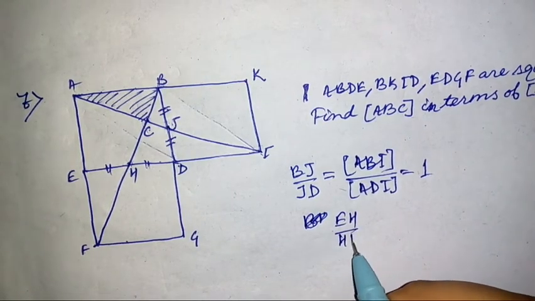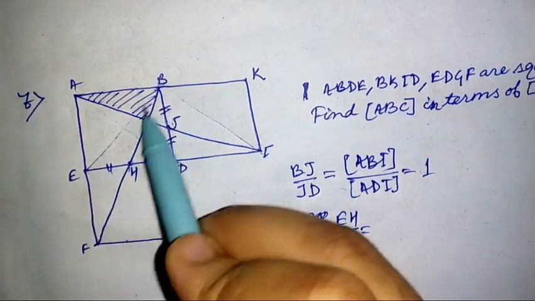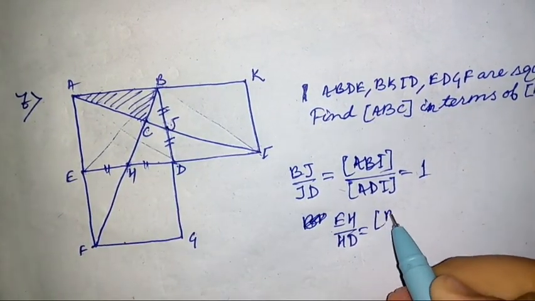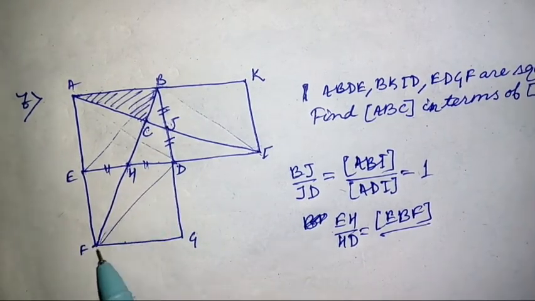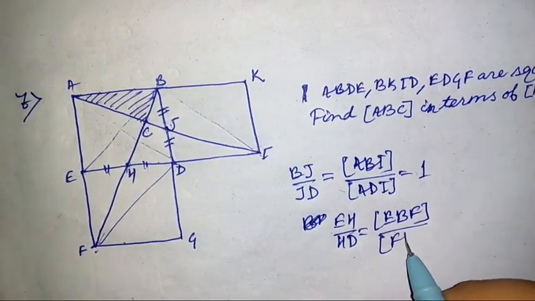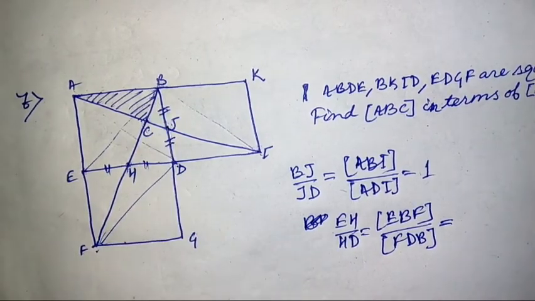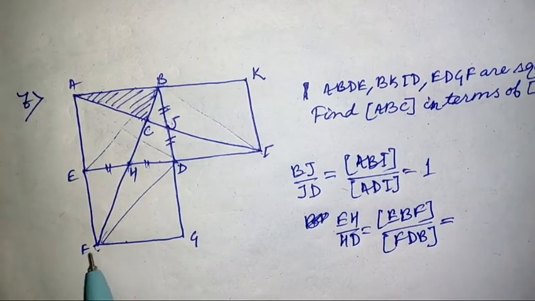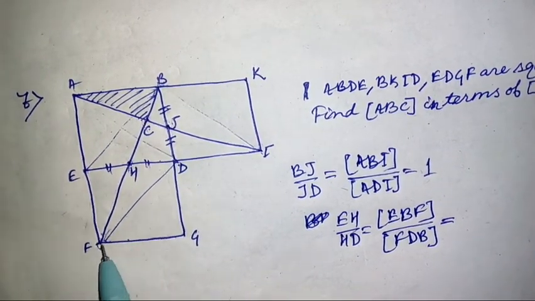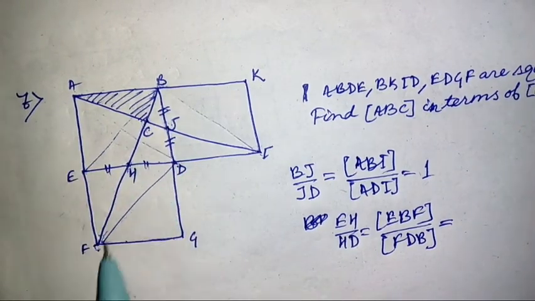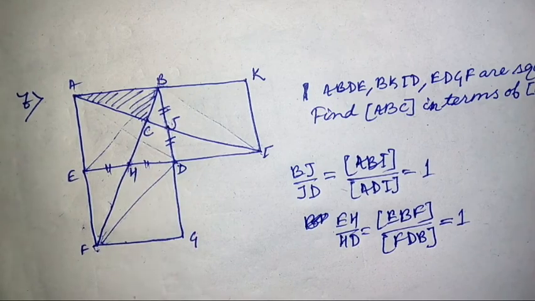EH by HD, it is defined by this line, so EH by HD will be EBF by FDB. So EBF, see, this is the base, same parallels, half of the area of the square, and FBD, this is the base, same parallels, half of the area of the square, both will be half of the area of the same square, hence they will be 1. So EH equal to HD.